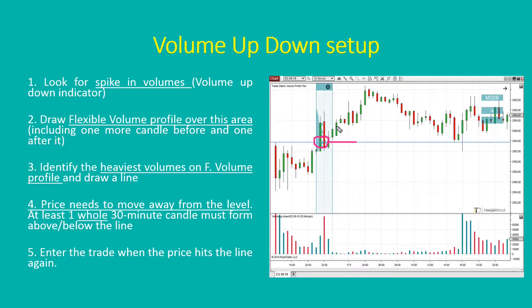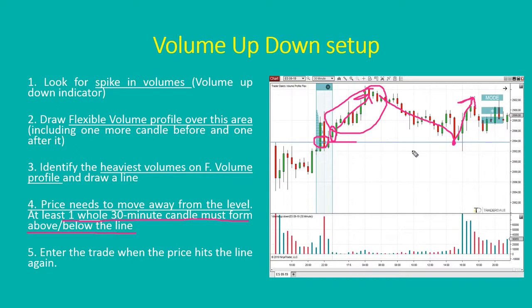away from it. And at least one whole 30-minute candle must form above or below this line. So in this case, if you look carefully, it would be this candle, this one. This is a whole candle formed above the line. Then there are more, but this one is enough. Alright? And then you wait for a pullback and you enter your trade. You enter in the direction where the price moved away from the volumes. So the price moved upwards from those volumes, which means you will go long when the price hits the level. No need for any confirmation, you just enter at first hit.